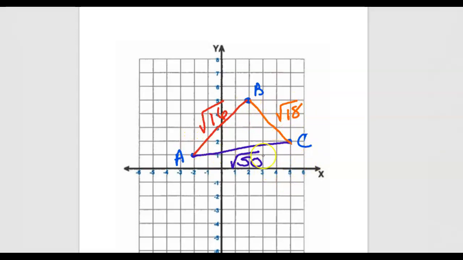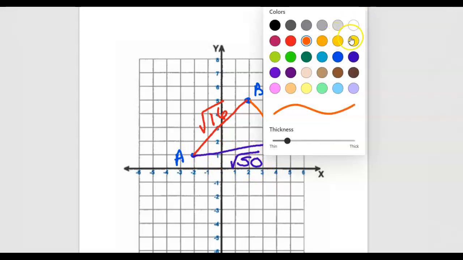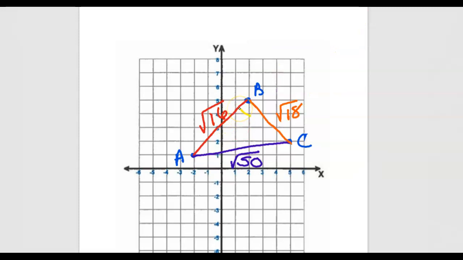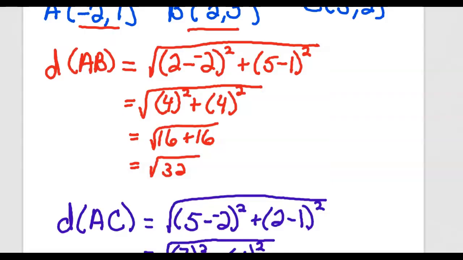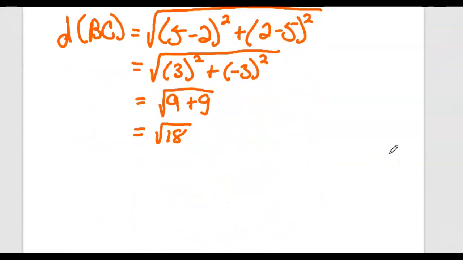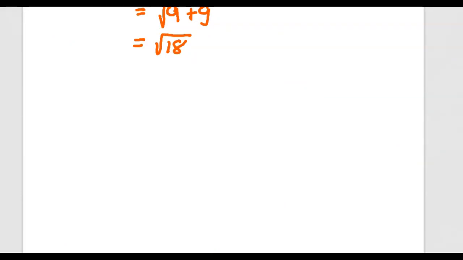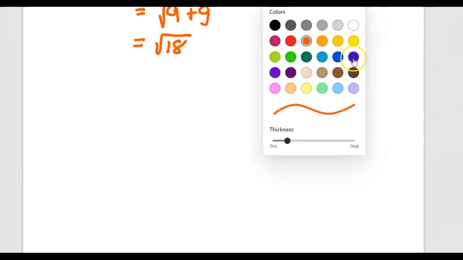Looking at this picture, we can see that the square root of 50 is going to be our longest side. So AC is going to be our longest side. What that tells me is that if this is a right triangle, this angle has to be a right angle. Now looking at it, I might be able to say, yeah, it looks like a right angle. But the thing is, it may or may not be. So what we actually have to do is, using these distances that we've calculated, we need to use the Pythagorean theorem.